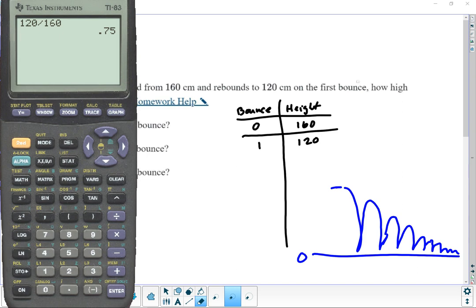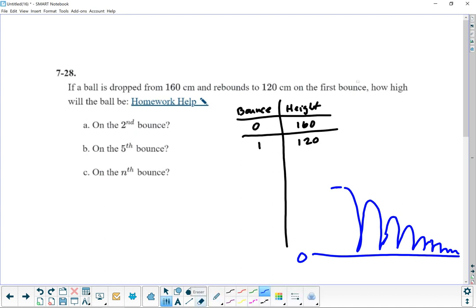So meaning that to go from 160 to 120, I would have to multiply it by 0.75. Okay, and 0.75 is 3/4. So basically, you can say it's just multiplication by 3/4. I don't think we need the parentheses. Just 3/4. Right? So that's multiplication by 3/4.